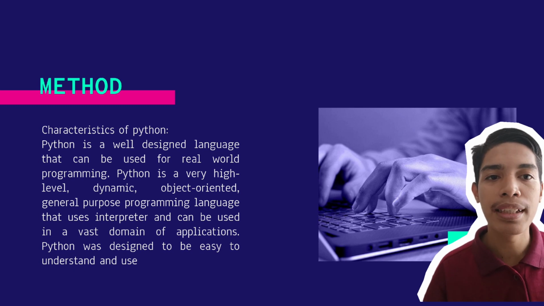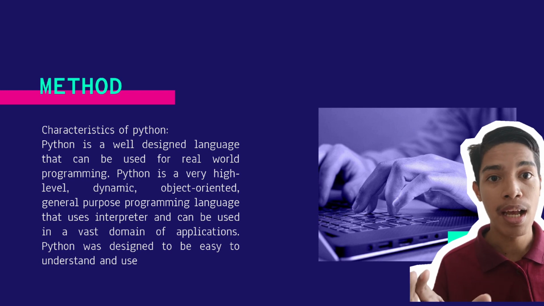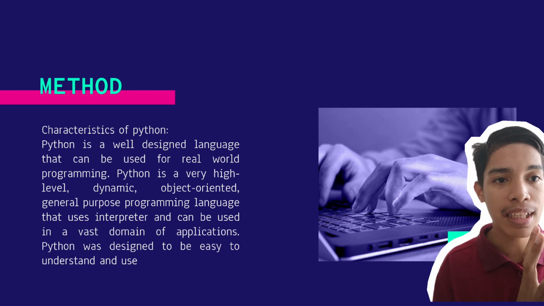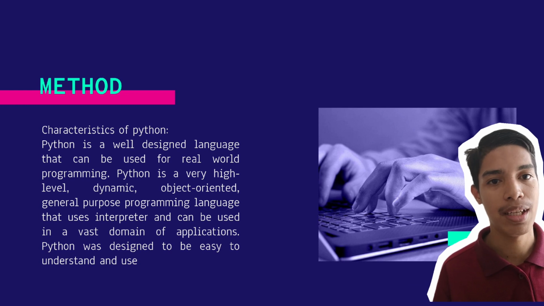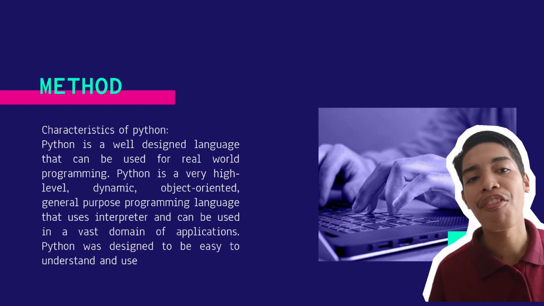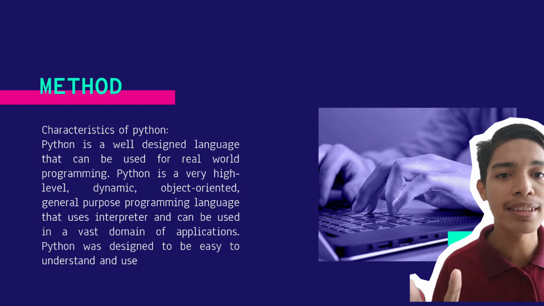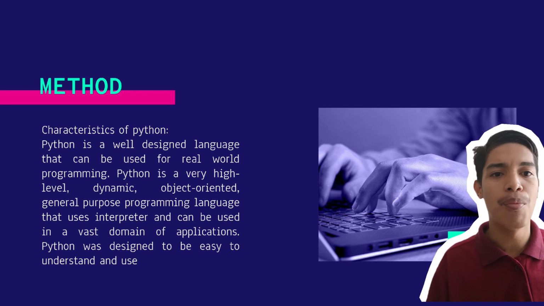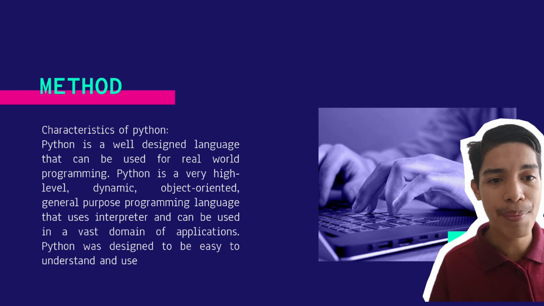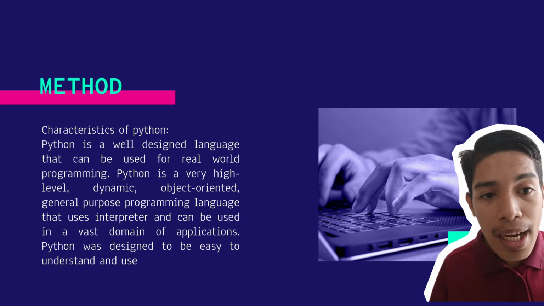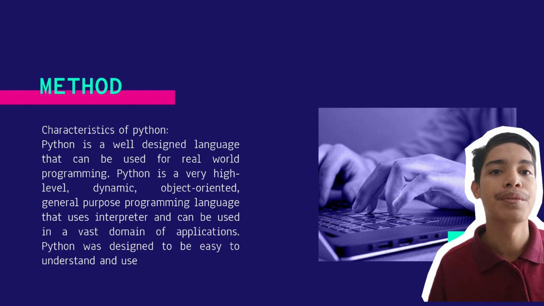We talk about the characteristics of Python. Python is a well-designed language that can be used for real-world programming. Python is a very high level, dynamic, object oriented, general purpose programming language. Its main applications: you can make a website using Python.